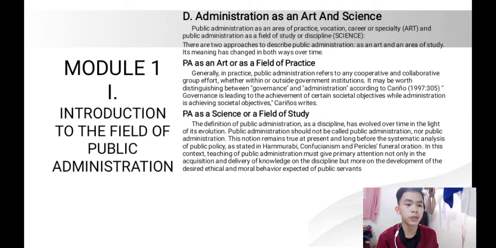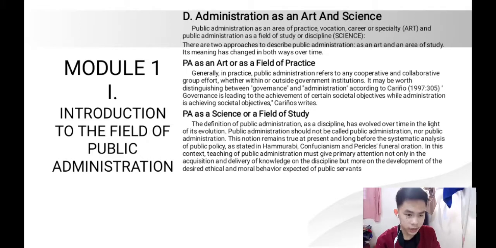Moving on to public administration as an art and science. Public administration as an area of practice, vocation, career, or specialty is art. Public administration as a field of study and discipline is science. There are two approaches to describe public administration as an art and an area of study. Its meaning has changed in both ways over time.